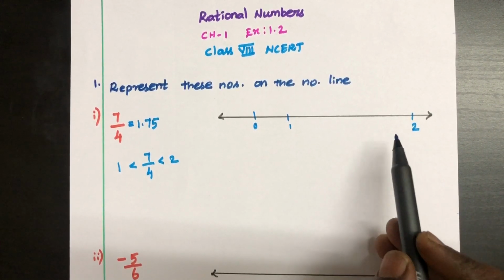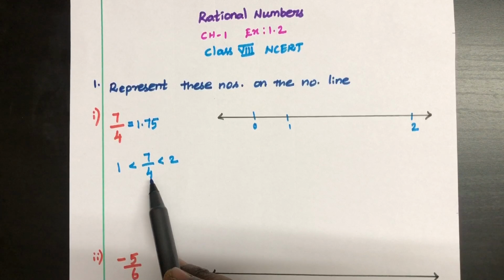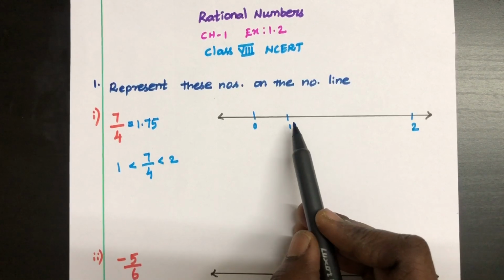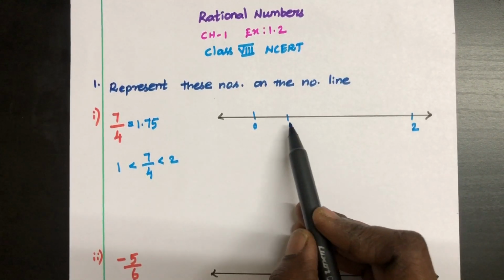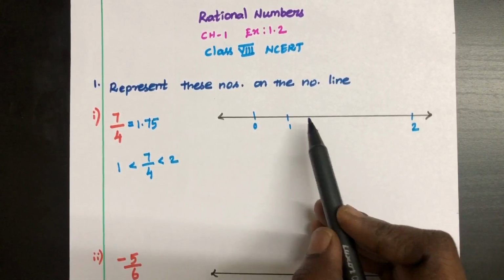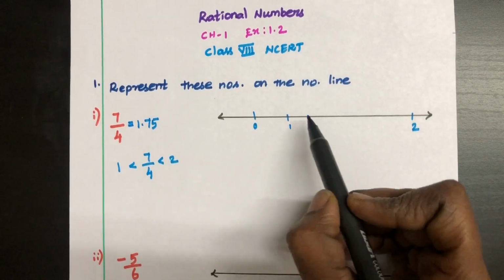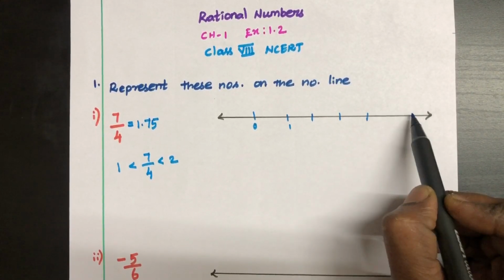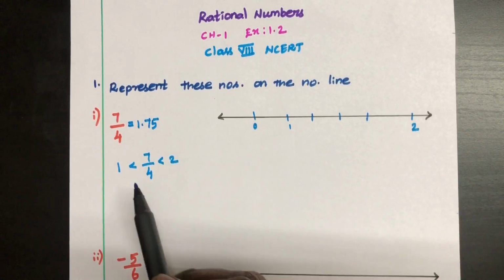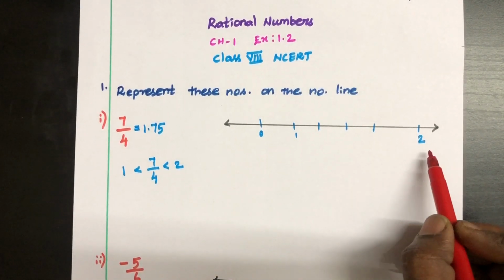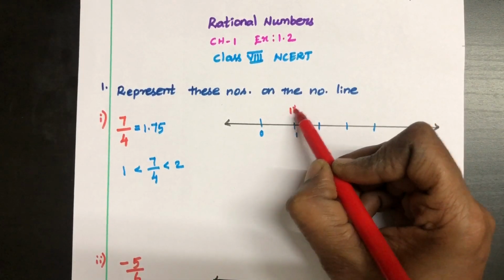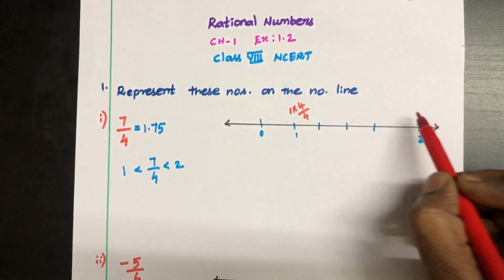So for that, what we are going to do is, we need to see the denominator. Denominator is 4. So we have to divide this distance between 1 and 2 into 4 equal parts. How to divide? 1, 2, 3 and 4. This is 4. Take the first number and the second number, 1 and 2. So what we should do is 1 into 4 by 4. Do like that. That's all.